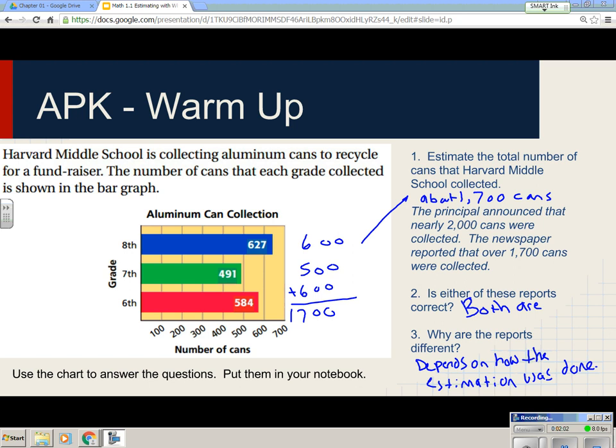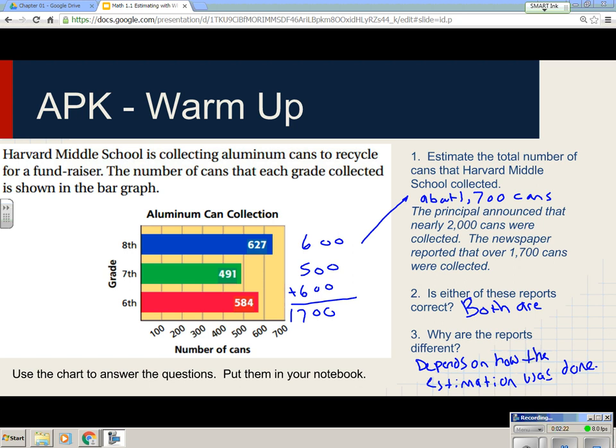Then it said the principal announced that there are nearly 2,000 cans that were collected. And the newspaper said that there were over 1,700 cans that were collected. So the second question then says, is either of these reports correct? And I said both are, basically because both are an estimation.